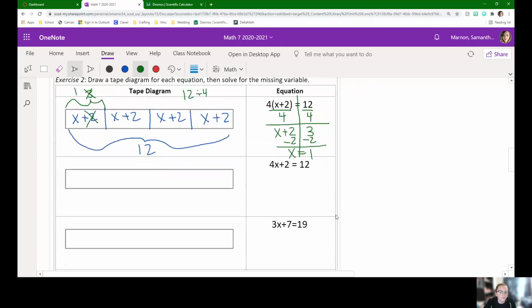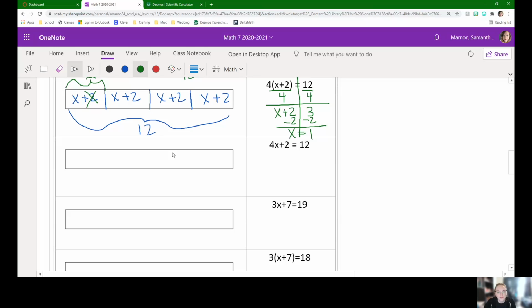For this next one, why don't you pause the video, draw the diagram, and then solve it all in one step. So again, pause the video, draw the diagram for 4X plus 2 equals 12, and then see if you can figure out what X is.